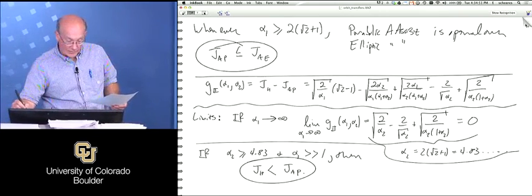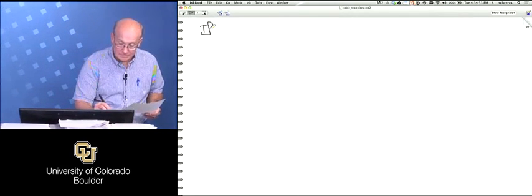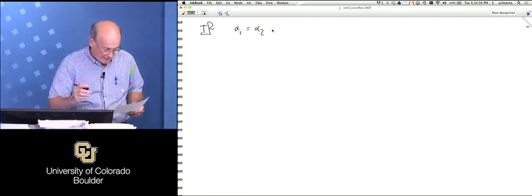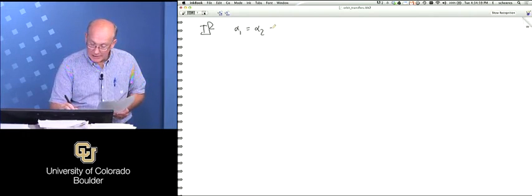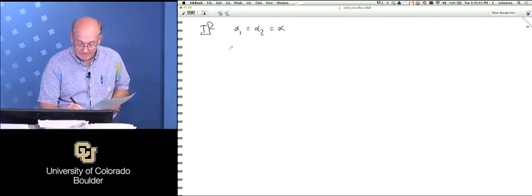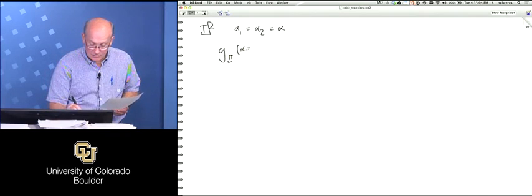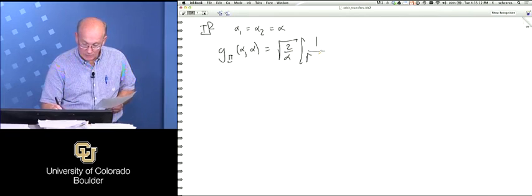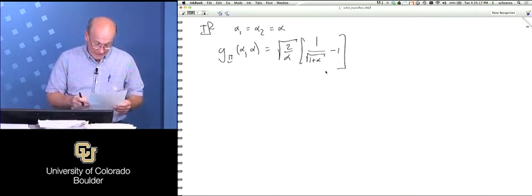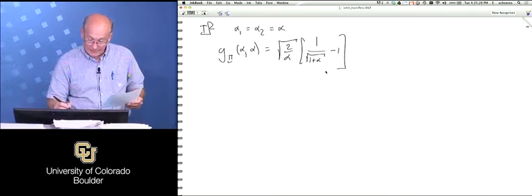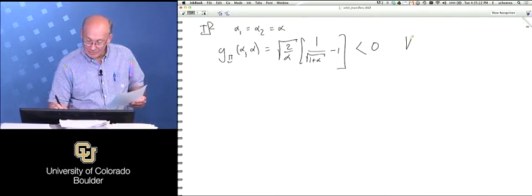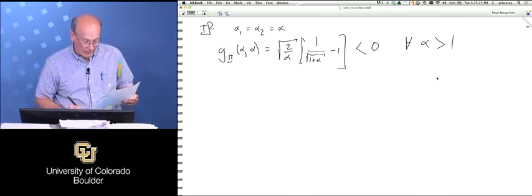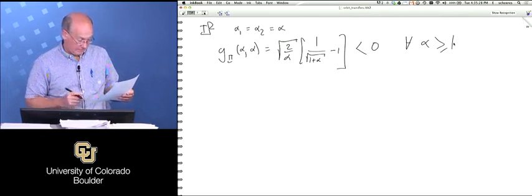We can take the other extreme and make alpha 1 equal to alpha 2, and we'll just call these guys alpha. And we get G2 of alpha, alpha is equal to root 2 over alpha, 1 over root 1 plus alpha, minus 1. And here what we can show pretty easily is that this is less than 0 for all alpha greater than or equal to 1.